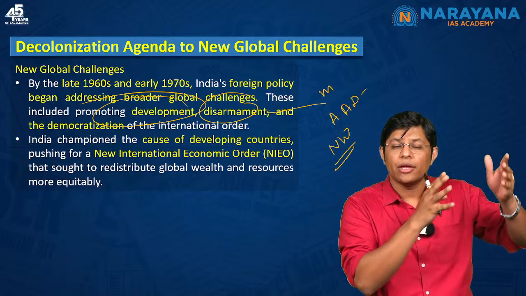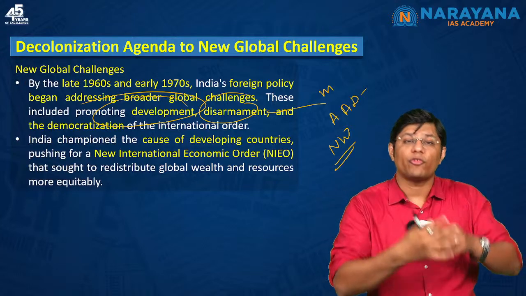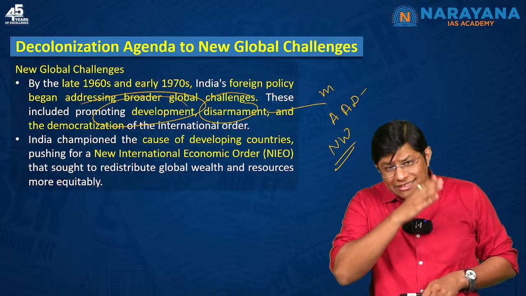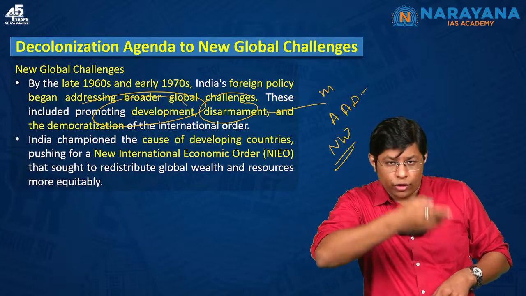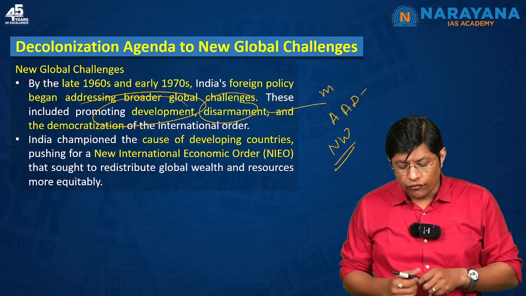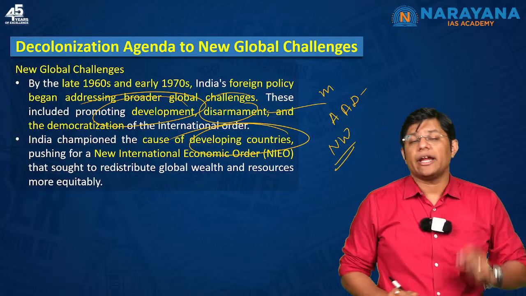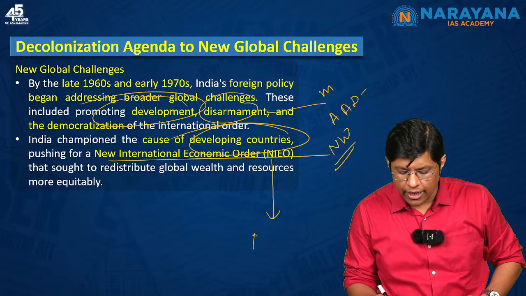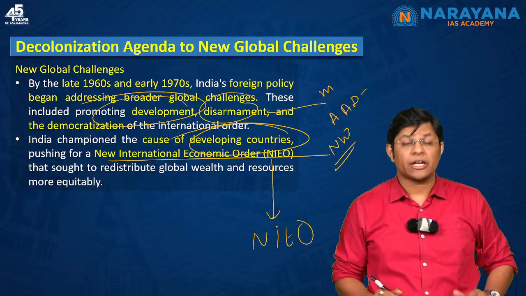Now this is how the objective of foreign policy is transitioning. Now in the 60s and 70s, when the Indian foreign policy was transitioning, India advocated the cause of developing countries and India pushed for a new international economic order, NIEO. What is new international economic order?